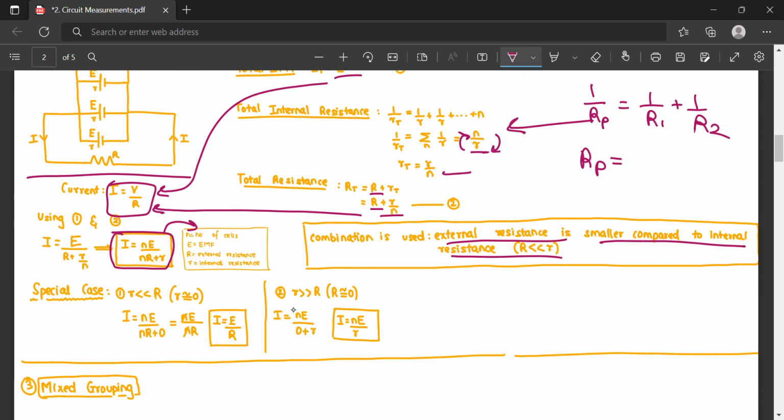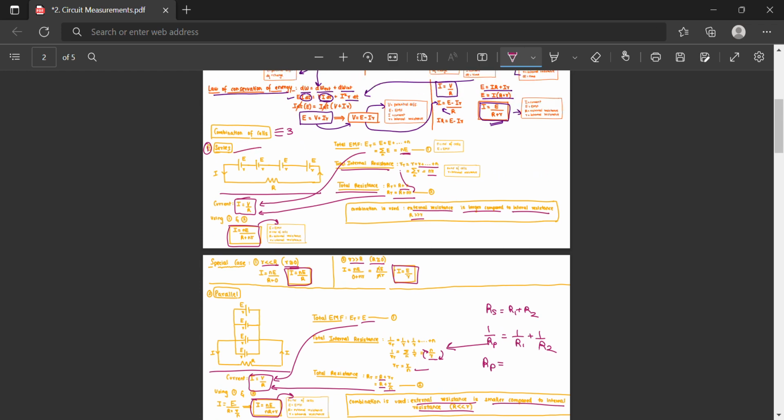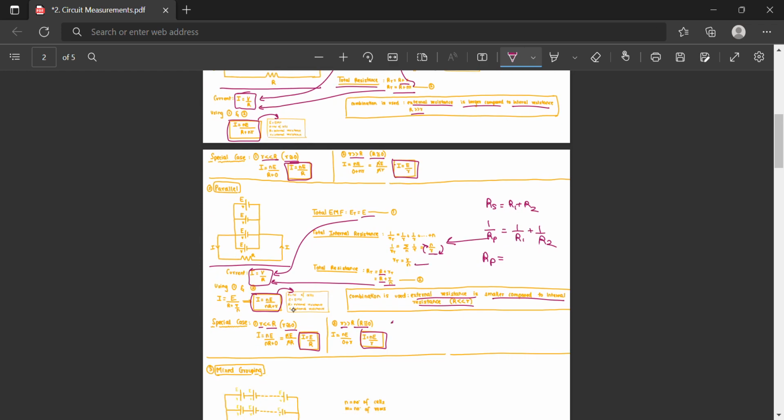Looking into a few special cases, if small r is extremely smaller than capital R, small r can be assumed to be 0, thus giving us this formula, and if small r is greater than capital R, capital R can be assumed to be 0, thus giving us this formula. Hence, if you notice, the difference between series and parallel, and even the special conditions, is that they are both opposite. Hence, you can use that factor and make it much easier to remember.